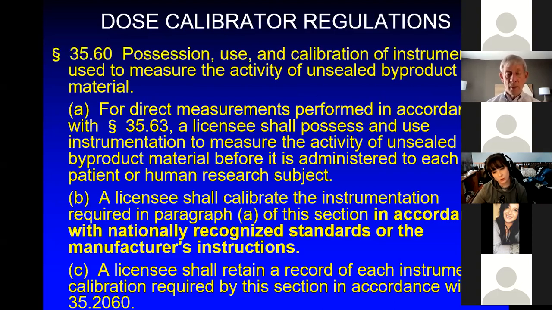Look at B. The licensee, the institution, shall calibrate the dose calibrator in accordance with nationally recognized standards or the manufacturer's instructions. The NRC no longer specifies which tests you have to do. It turns out, of course, that the nationally recognized standards are exactly what the NRC regulations have always been. But the current regulations don't specify what tests even to do.